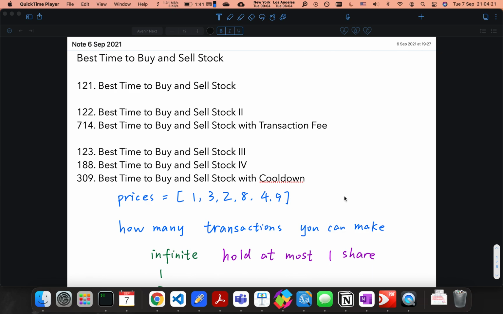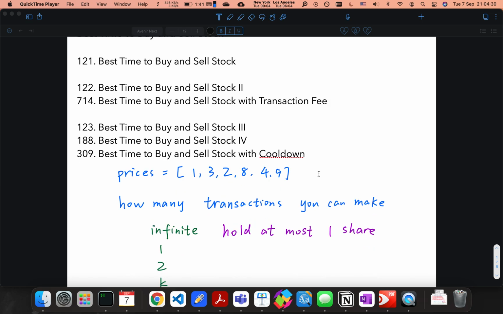Hello friends, today let's solve the best time to buy and sell stocks problem. We have 6 problems on LeetCode. Today let's solve them all.